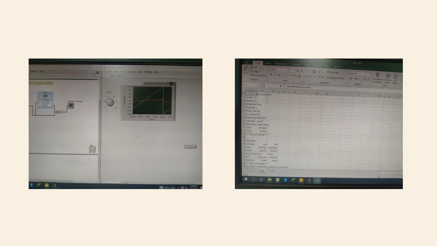Now picture on the left is the sawtooth signal with different equation that had been manipulated, while the right picture is showing the read data that we can store by connecting LabVIEW software with another software, and in this picture is the Microsoft Excel.